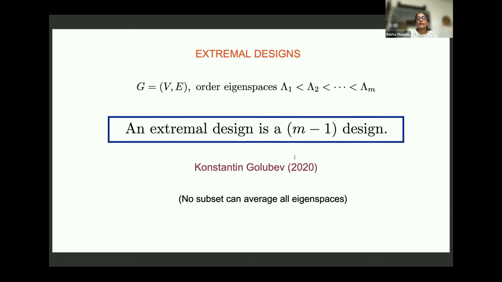So the next best thing we can ask for is, can we find designs that can average all but the last eigenspace in our ordering? And such designs, we will call them extremal designs. So these are designs that are m-1 designs, meaning they can average lambda1 through lambda m-1. And this notion was introduced by Konstantin Golubev in a paper in 2020. He was interested in some theoretical computer science connections to designs, and he introduced this notion.